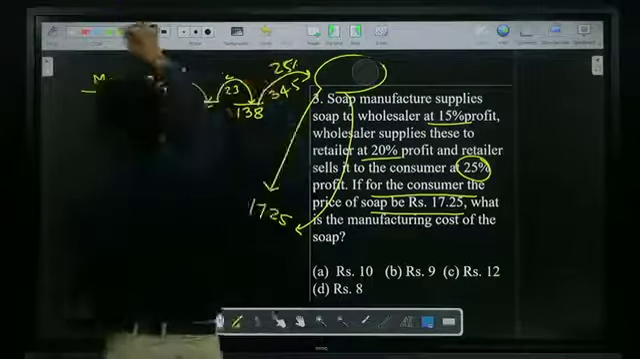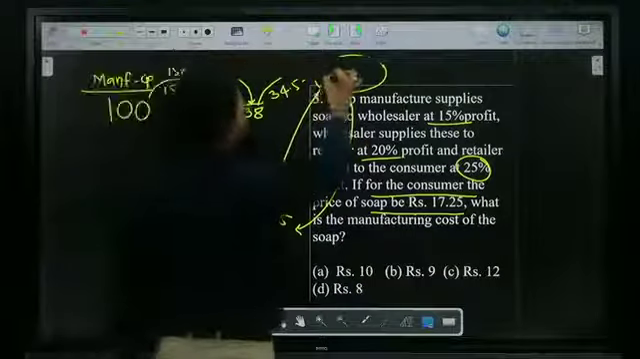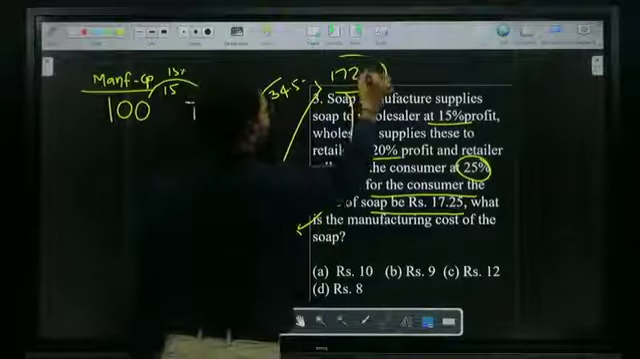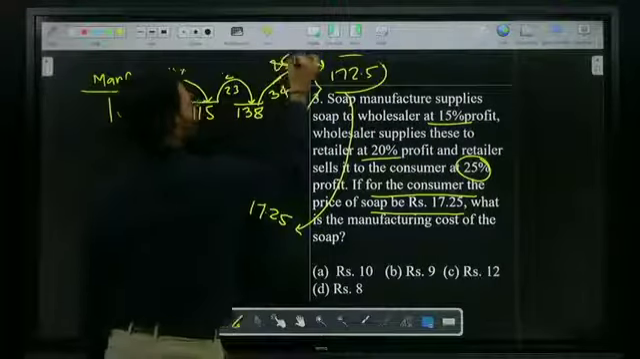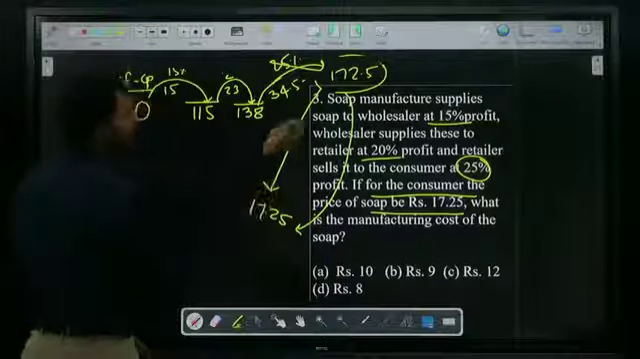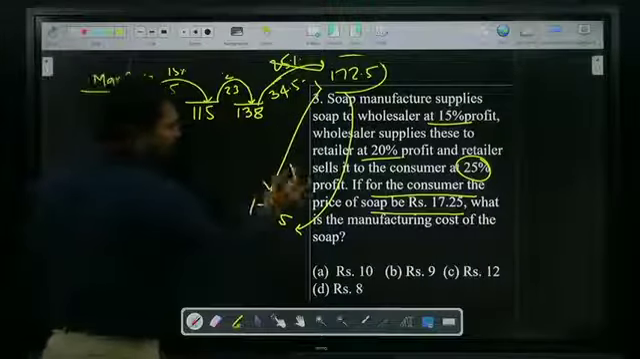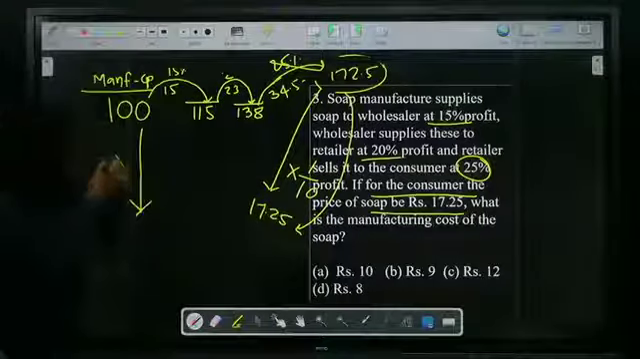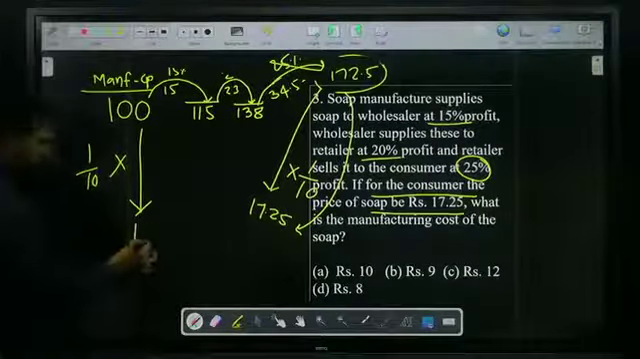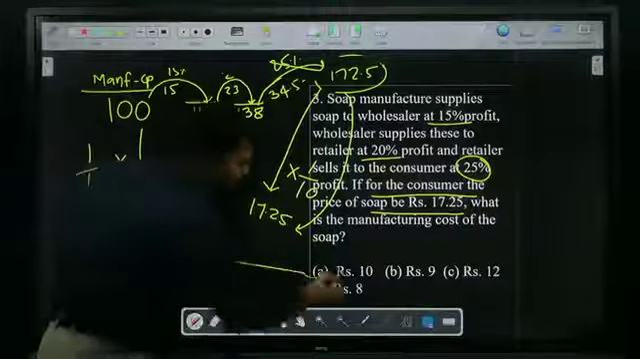this is exactly 172.5. So exactly, 172.5 and 17.25, it goes how many times? 1 by 10 times. Therefore, 1 by 10 times of 100 is how much? 10. Therefore, our answer is 10.